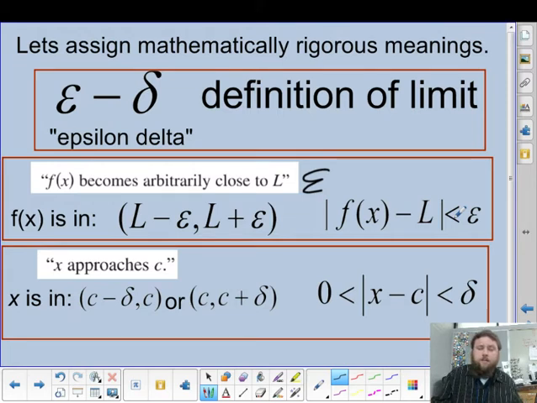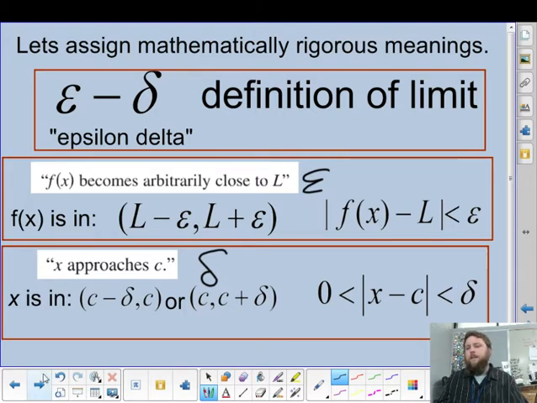Now for x approaches c, we can use the delta here. Delta again is a small number. So x is in one of two ranges: somewhere between c minus delta and c, or somewhere between c and c plus delta. Basically everywhere except for c itself. X is not going to be there. One way to write that with an inequality is the absolute value of x minus c is greater than 0, but also less than delta. So the difference there is going to be somewhere between 0 and delta, not actually 0 and not actually delta, but somewhere in that range.